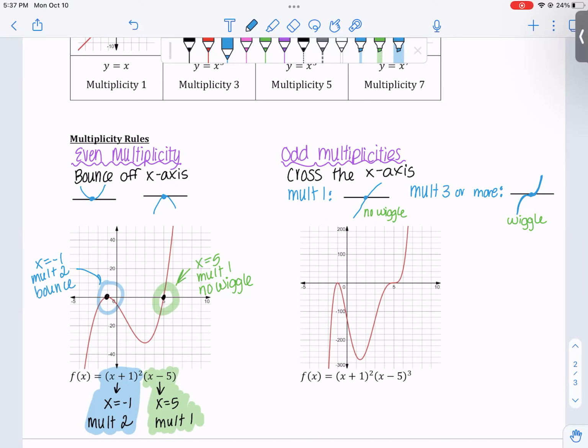Now, if we change things slightly, notice that the x plus 1 was kept the same, but instead of x minus 5 raised to the first power, it's x minus 5 raised to the cube. The difference here: no wiggle versus wiggle. This one still bounces the way that it's supposed to. But this one, instead of going straight through, wiggles.